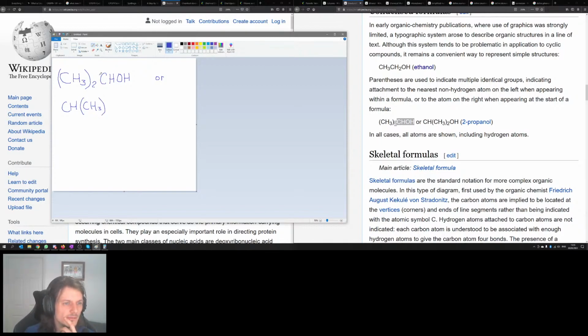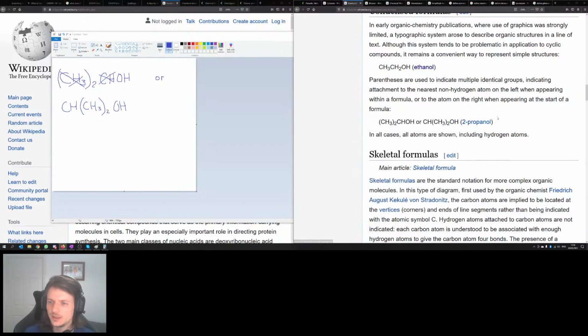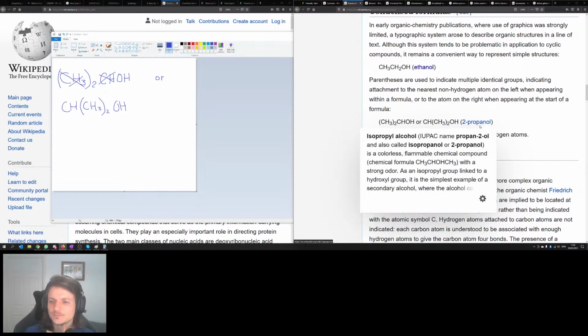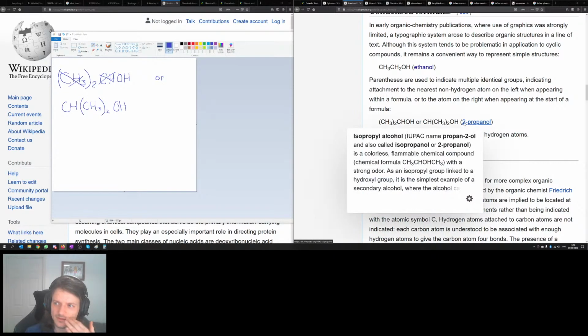So I've got this, I've got that, so I need to now do CH is done, CH is here, but this is 2 of this, so this has to be here, surely. OH. Let's see what it's got. Oh yeah, 2-propanol. Okay, that makes sense, somewhat.